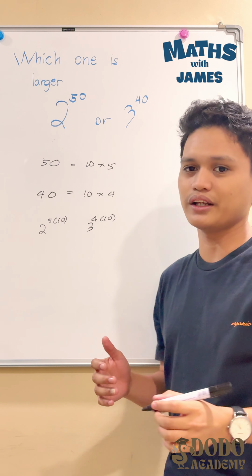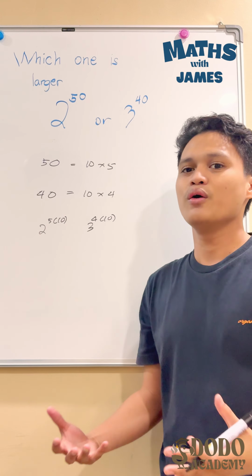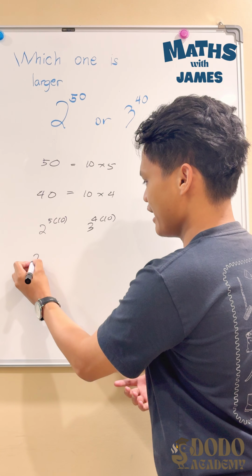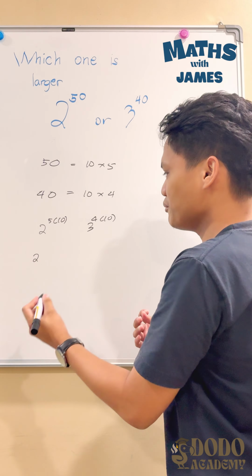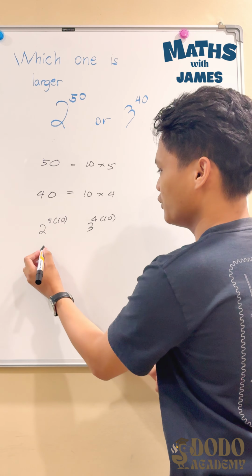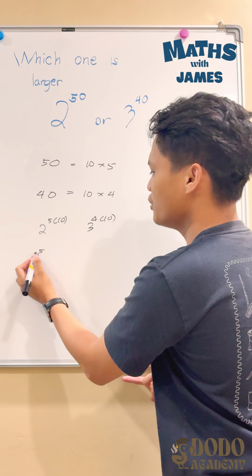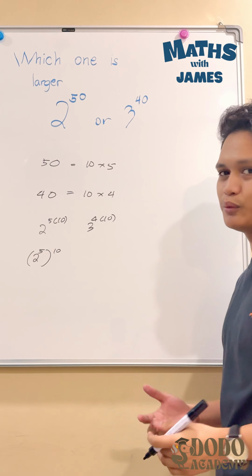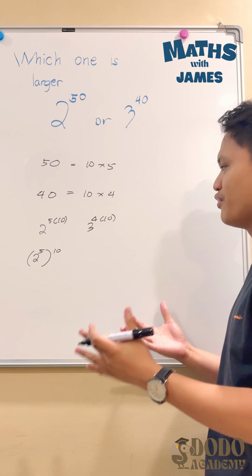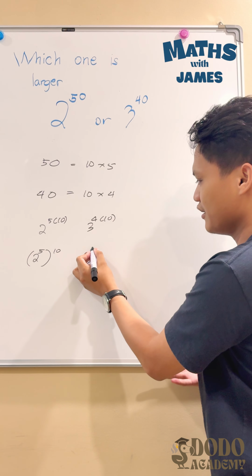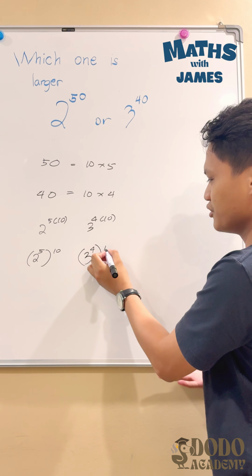And we also know that by the laws of exponents, we can rewrite this expression as follows. Since this is 2 raised to 5 times 10, we can rewrite this one as a power of a power. Or in other words, we can rewrite this as 2 raised to 5 raised to 10. And you do the same thing for 3 raised to 4 times 10. And thus, we can rewrite this as 3 raised to 4 raised to 10.